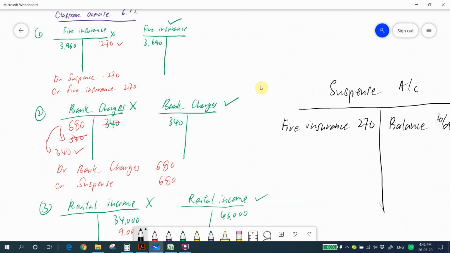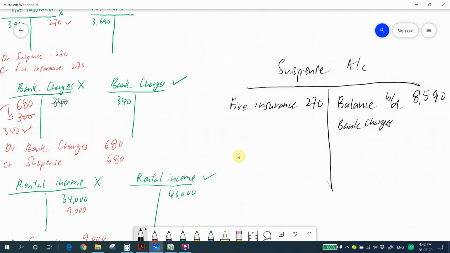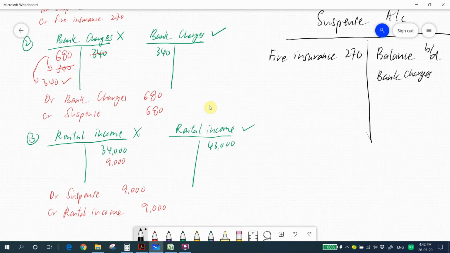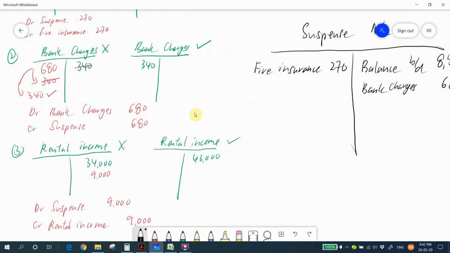Next, we credit the suspense account. We write bank charges, 680. Next, the next account is rental income. It is a debit to the suspense account of 9,000. So we write rental income here on the debit.